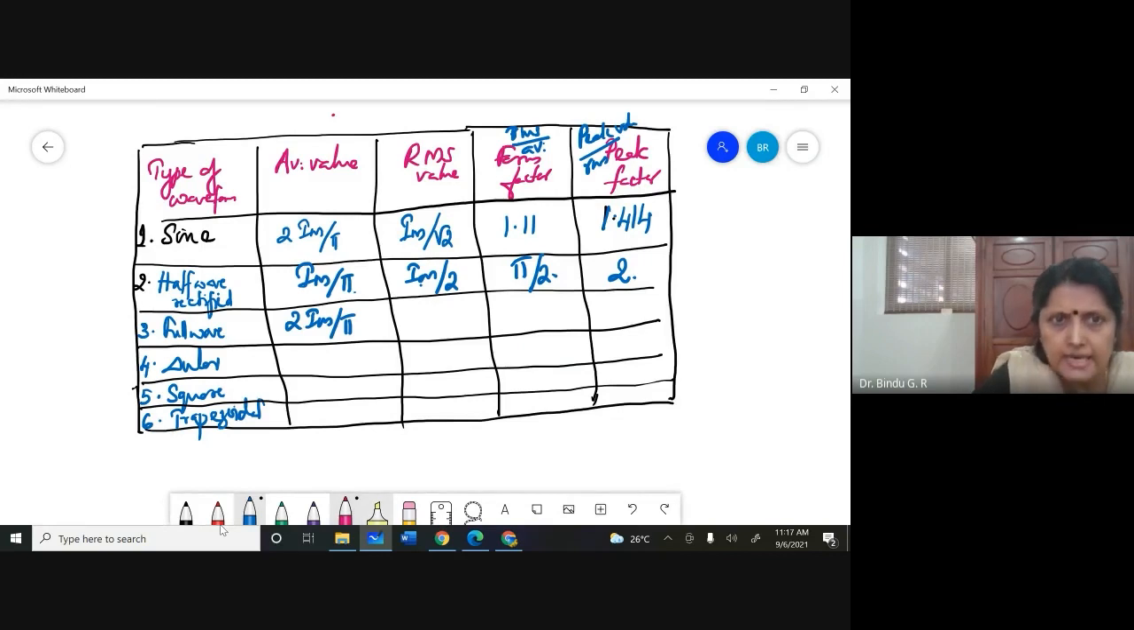Now you can see that for a sine wave as well as for a full wave rectified wave, it is the same. Naturally, you can safely assume, and I want all of you to check. I'm not going to derive it here, otherwise I'll not be able to tell you about the triangular wave, which is a little bit more difficult. So this is left to you. RMS value would also be the same, because the derivation is of a similar kind, since you are taking only from 0 to pi, and whatever equation is written inside the integral is the same for both the sine wave and the full wave rectified wave. So Im by root 2. Again, the form factor will be the same.